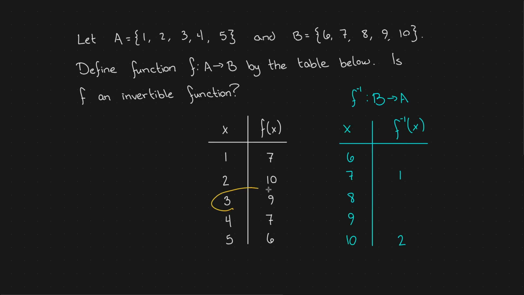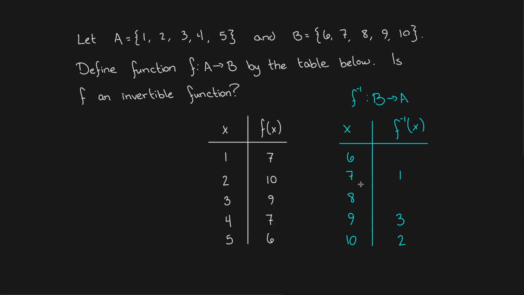And I could do this line by line. If I plug 3 into f, I get 9 out for the function value. So if I invert it and I plug 9 into the f inverse, I'm going to get 3 out. And it's just the reverse of this. Okay, and the next one, if I plug 4 into function f, I'll get 7 out. So if f inverse exists, when I plug 7 in, I should get 4 out.